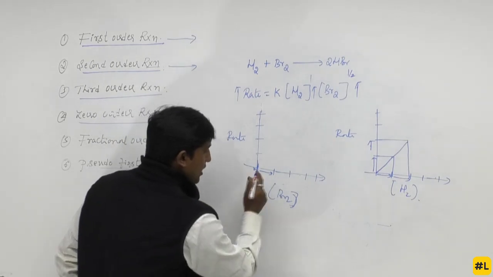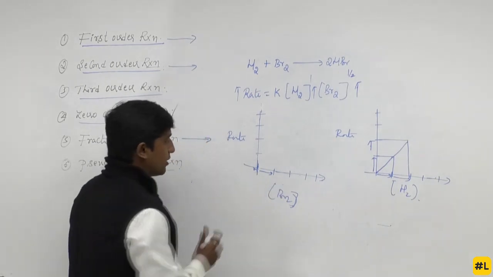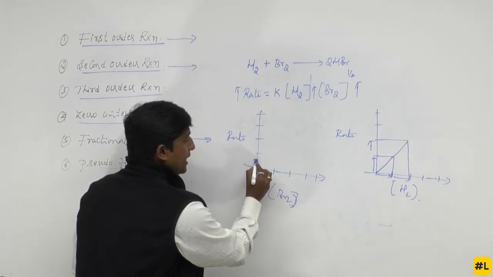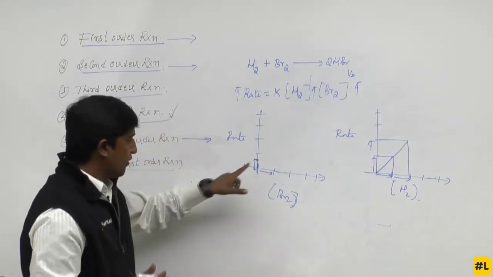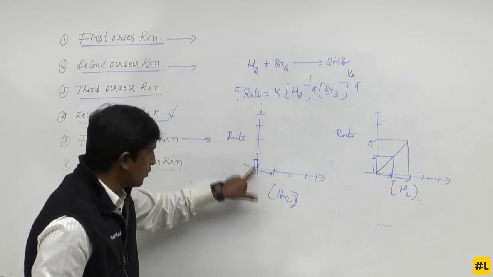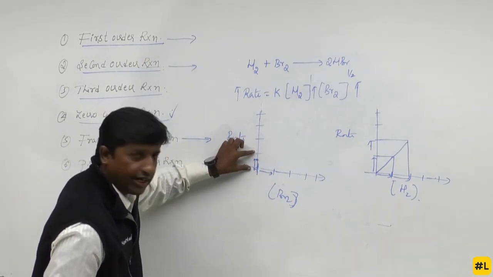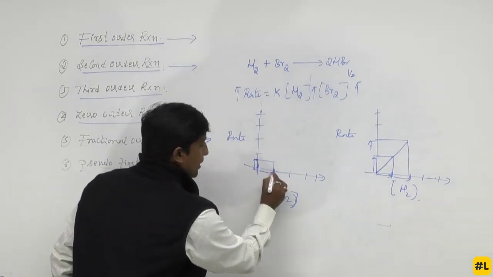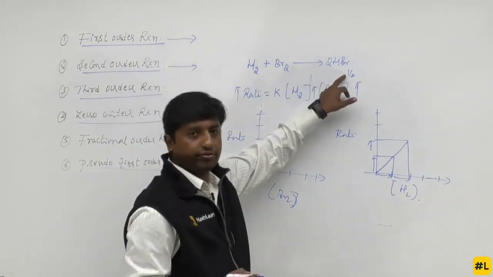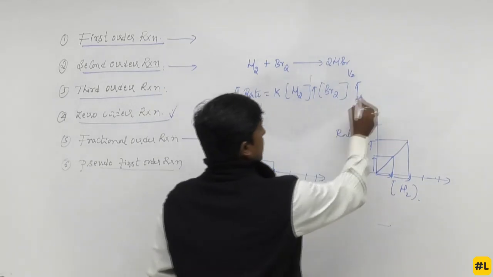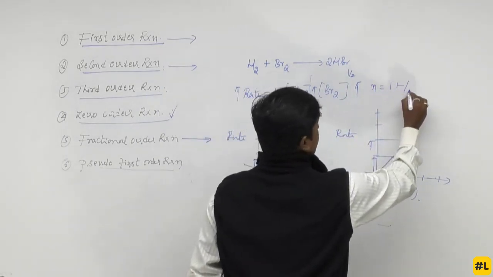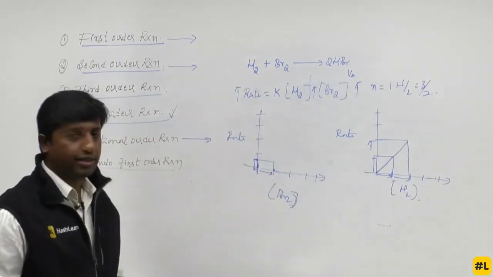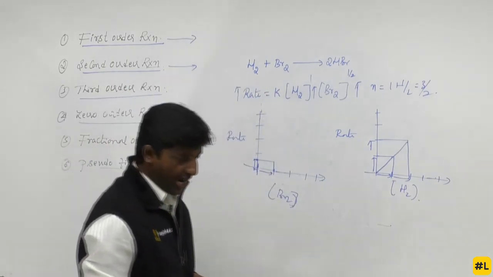Now, when the concentration of bromine is increased by 1 unit, the rate does not increase completely by 1 unit. Maybe it increases by half a unit. If from this point it is 1 unit, the rate increases by half the unit. Hence, the order with respect to bromine, I take it as half. If I want to write the overall order of reaction, I write it as 1 plus 1 by 2, which will be equal to 3 by 2. Hence, this is an example for a fractional order reaction.